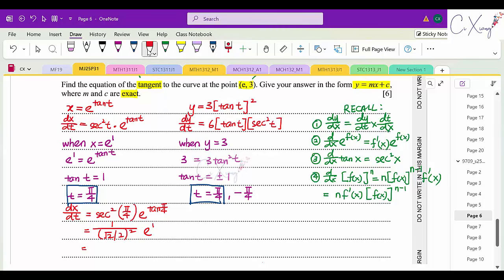Simplify this particular term. Maybe you can use a calculator. So it will become 4 divided by 2, which is 2. So you're having 2e to the power 1 for your dx/dt. We apply the same thing for the y part. What is my dy/dt here? Substitute t into the dy/dt. I'm having tangent pi over 4, then multiply with secant squared pi over 4.